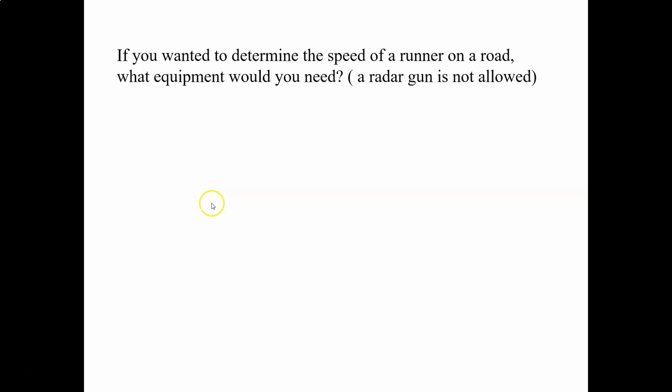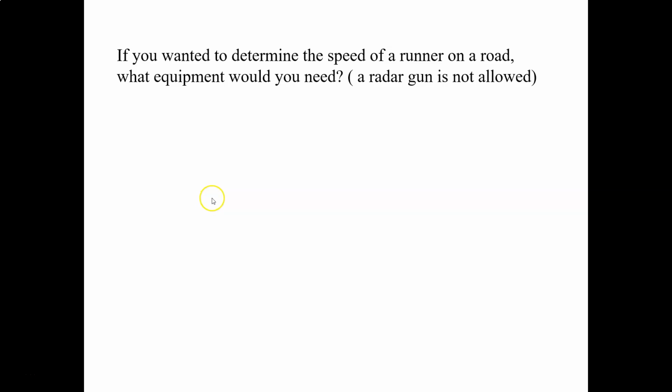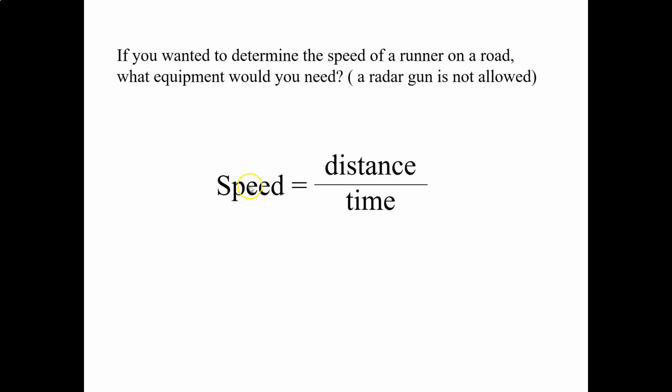Okay, so if you wanted to figure out the speed of an object and you didn't have a radar gun, and you wanted to calculate their speed, what kind of things would you want to measure? Well, you would probably need to know how far they went, and you would probably need a stopwatch to measure how long it took them. So you need to measure distance and time.